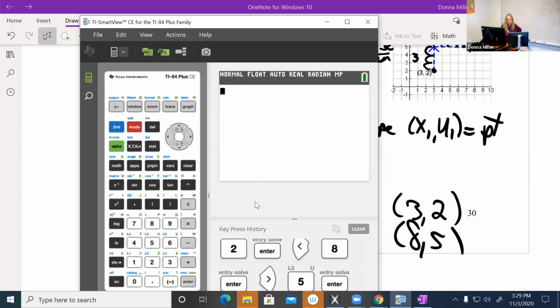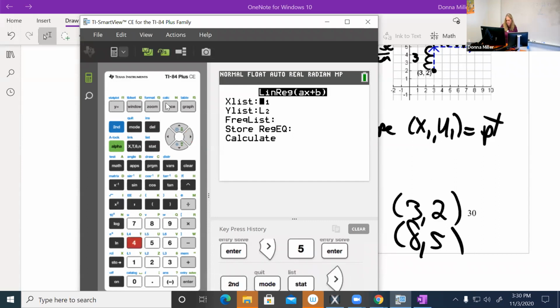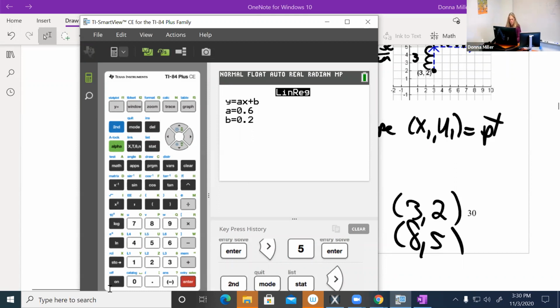So what I do is now I want to get the equation of line. So you go to stat, that's where all your statistics is. You go over to calculate, CALC, and I want linreg, number 4, stands for linear regression. It's the equation of line. So I want number 4. See how it says L1, L2, that's where your X's and Y's are. And we type calculate, and there it is. I get the equation of the line, 0.6x plus 0.2.